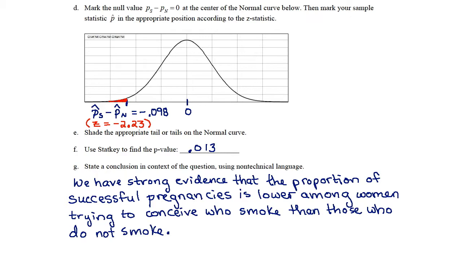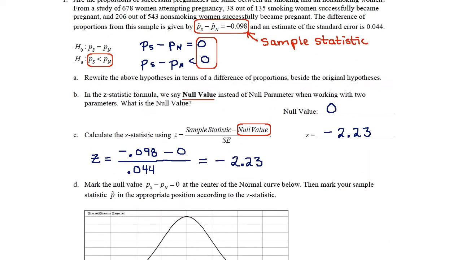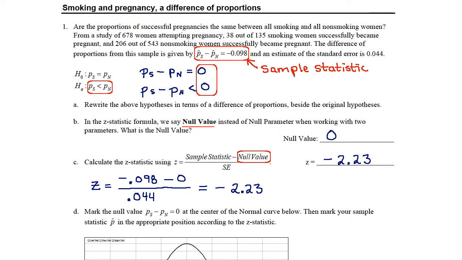We don't necessarily know from this that the smoking causes a loss in fertility because this was an observational study. We didn't randomly assign smoking, which of course would bring up some ethical problems if one were to try to conduct a study in that way. So we can't conclude a causal association here, but we can conclude that it does look like women who smoke are less likely to get pregnant when they are trying to conceive than women who do not smoke.